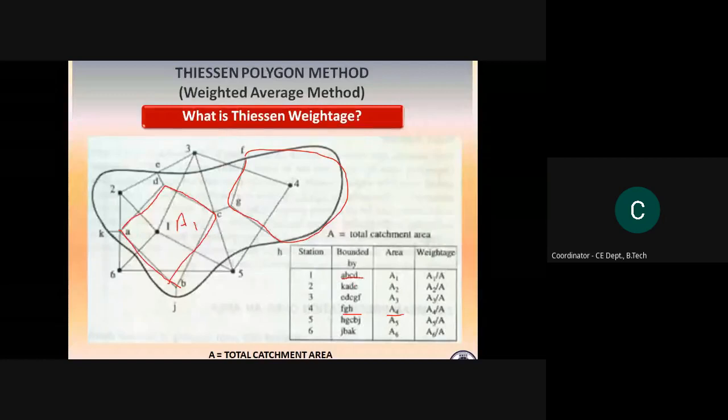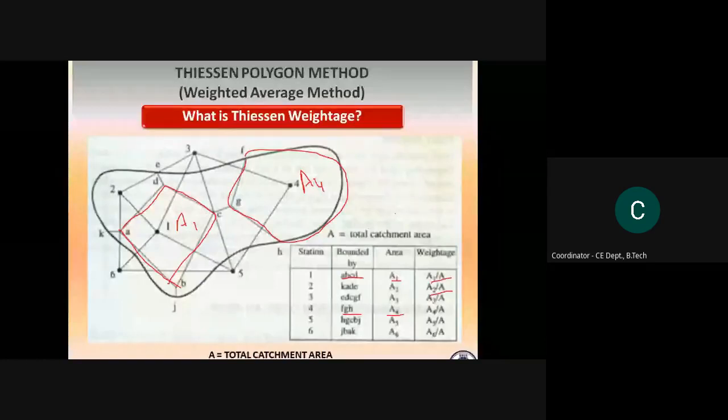We have used a planimeter. Similarly, we will find out the areas for all the rain gauge stations. See, 1, 2, 3, up to 6 rain gauge stations, so six polygon areas. With the help of a planimeter we find out the area of each polygon, A1, A2 like that. So what is the weightage? A1 by total area, A2 by total area. So this is the main funda.